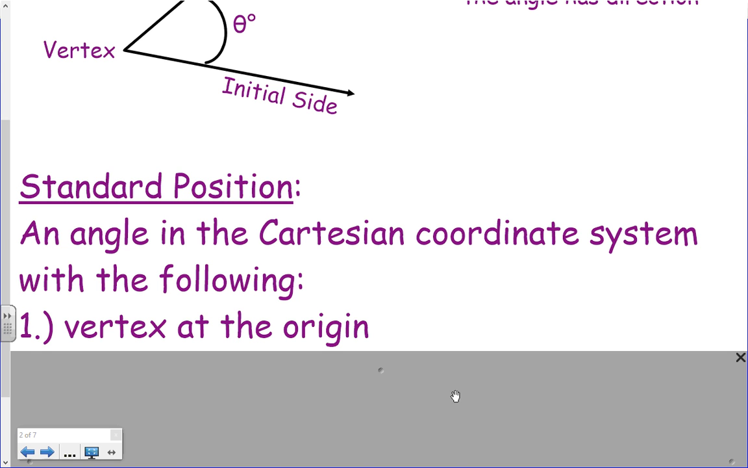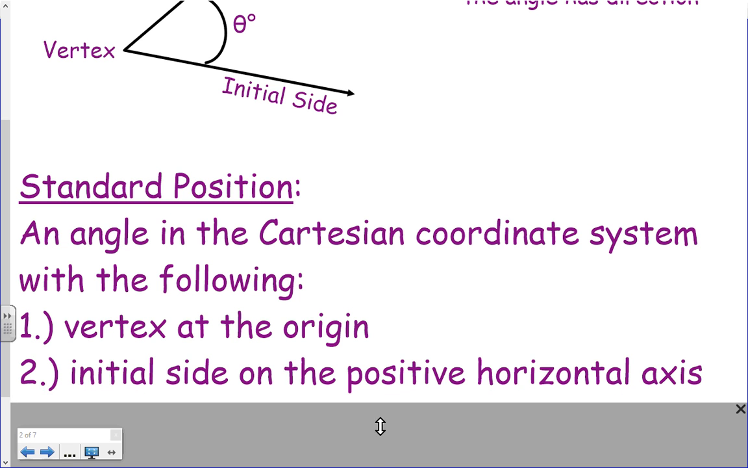The second requirement here to be in standard position means that you're going to place the initial side on the positive horizontal axis. So that's your positive x-axis that we're talking about. So your vertex is again going to be at the origin, and the initial side is going to be headed off to the right there along the positive x-axis. All right, not to the left for the negative x-axis, but the positive direction, so it's off to the right.